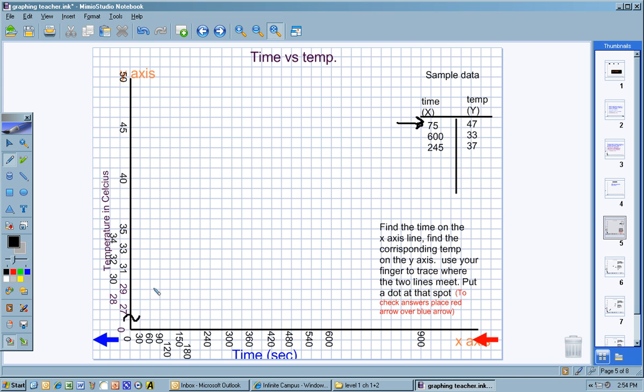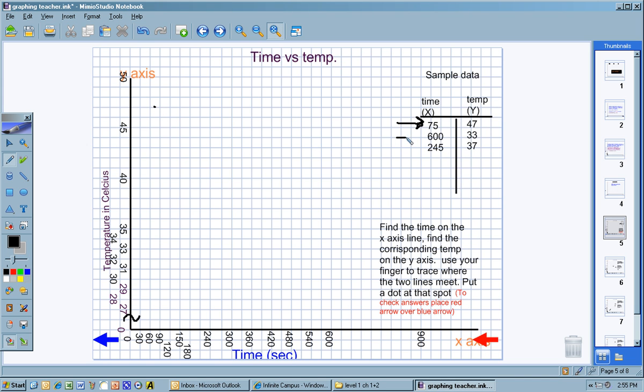So here's up at 29, here's up at 33, here's 36, so we went up by 1, 37, here's 40, 45, 46, 47. So here is where these two numbers tell me to put the dot. It's 47 and 75. 75 over, 47 up.